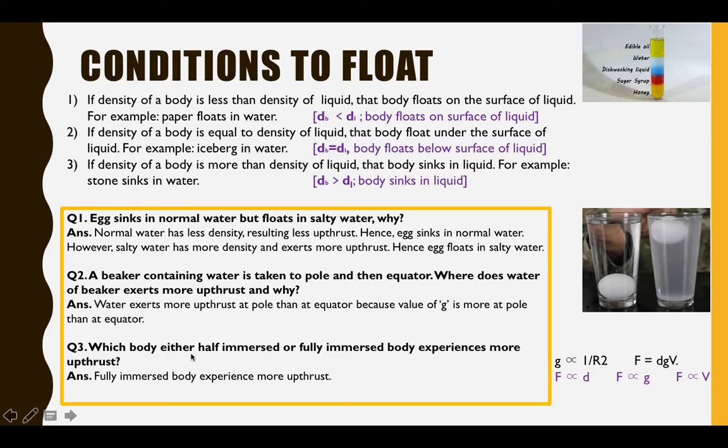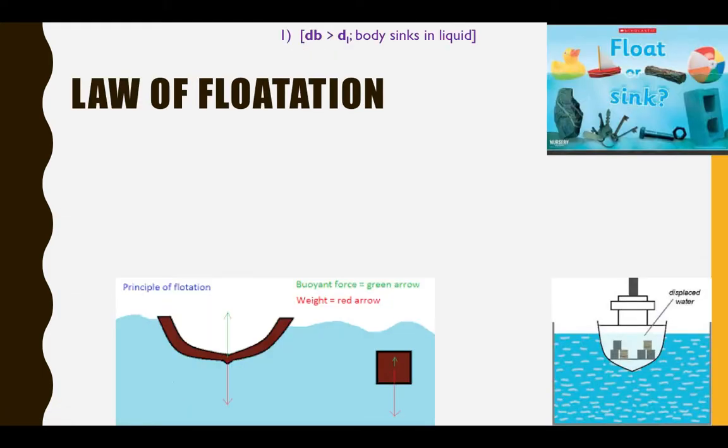Similarly, which body, either half immersed or fully immersed, experiences more upthrust? The answer is very simple. It is related to this relation. So, fully immersed and half immersed. This V means volume of the immersed body. If the body is immersed completely, then that body will have more V. More V means more upthrust. So the answer is, the fully immersed body experiences more upthrust.